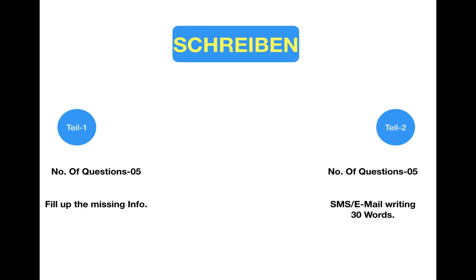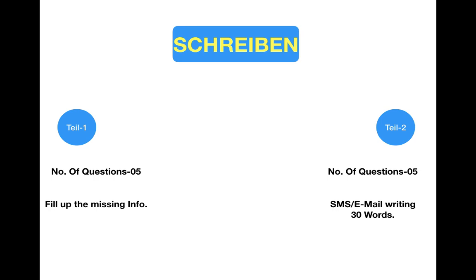Second part, it is Teil 2, part 2 of the writing section. Here you will get again 5 questions, and what you are supposed to do is write an SMS or email. There are not actually 5 questions, I would say it's just an SMS or email writing. It means you have to write a short SMS or an email. So the number of Aufgabe is 1, not 5. So just read it as 1. Either you need to write a short SMS or an email. Word limit is 30.